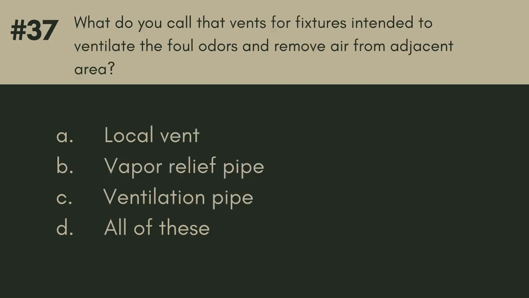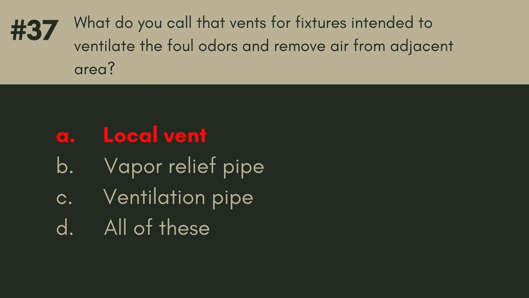Question 37. What do you call that vents for fixtures intended to ventilate the foul odors and remove air from adjacent area? A. Local vent. B. Vapor relief pipe. C. Ventilation pipe. D. All of these. The answer? It's A. Local vent. These are vents for fixtures intended to ventilate the foul odors and remove air from adjacent area.